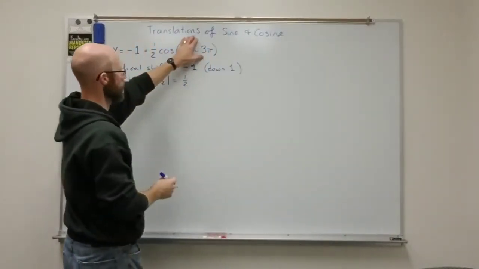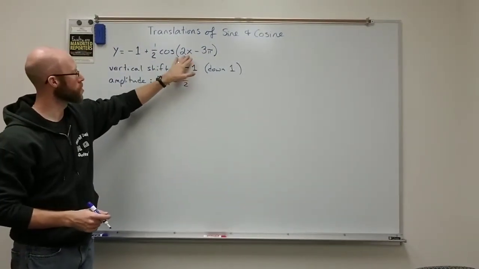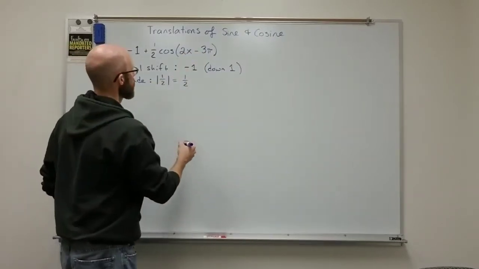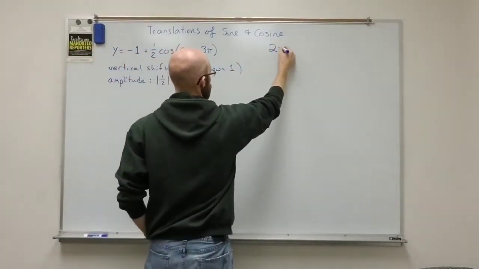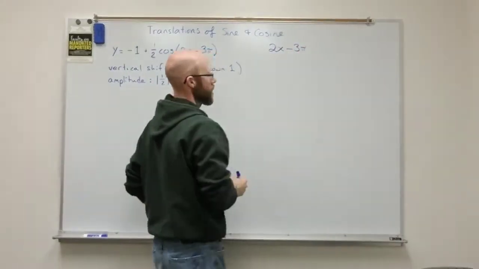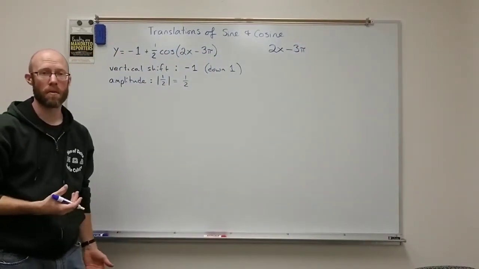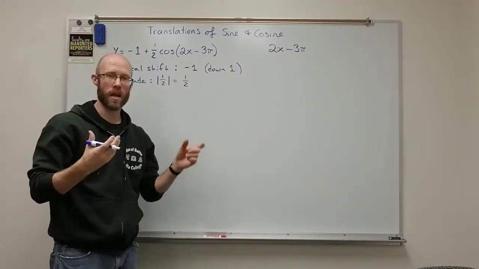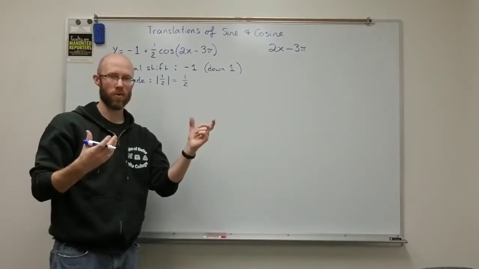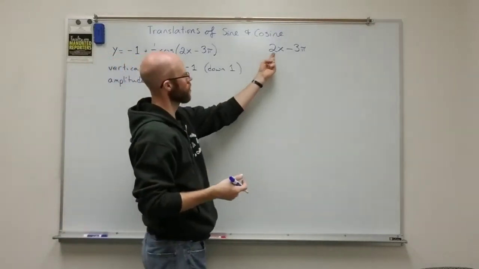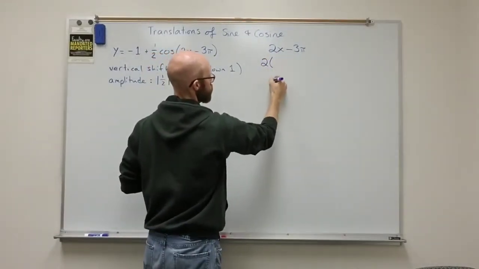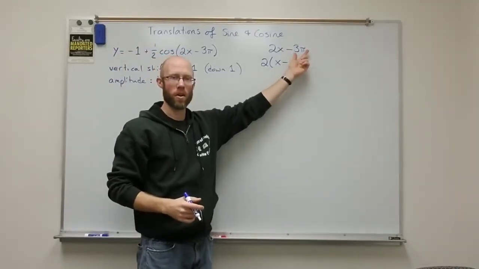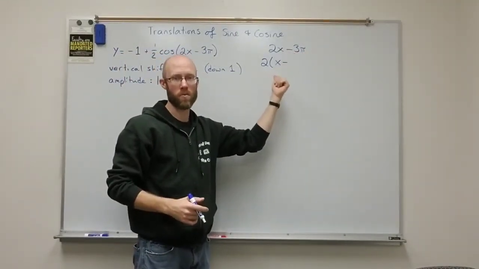Then we'll look at the inside here. Remember, the inside, in order to identify our phase shift and our period, we have to factor this. So I'm going to take 2x minus 3 pi and write it in a factored form. Remember, the factors have to be a constant and then two terms where the first term is simply an x. So I have to pull out the coefficient of x, the 2, and then the second term is going to be whatever 3 pi divided by that 2 is. Well, it's 3 pi over 2.